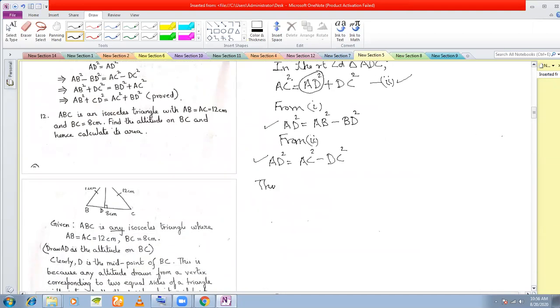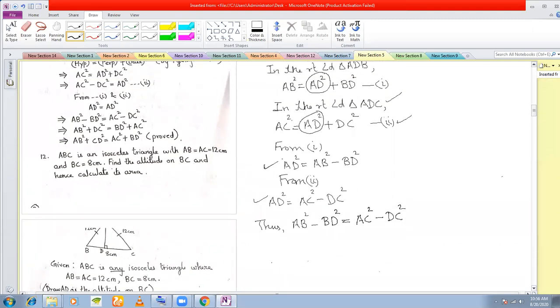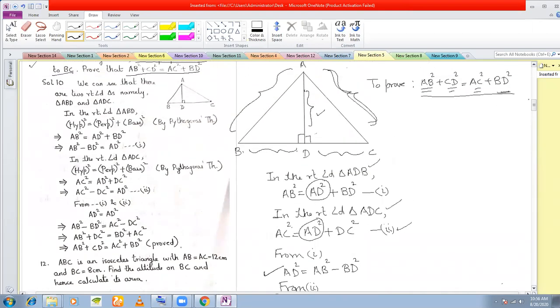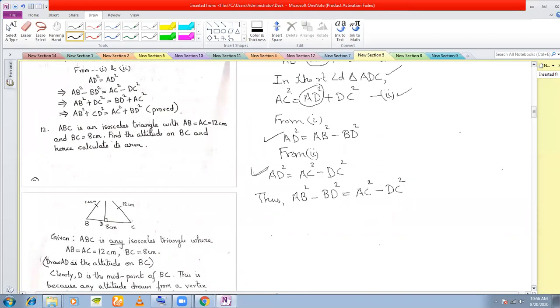Thus AB square minus BD square must be equal to AC square minus DC square. Okay, so now see, both are equal to AD square, and therefore now see what we have to prove here. AB is there, CD is there, all are there in this relation.